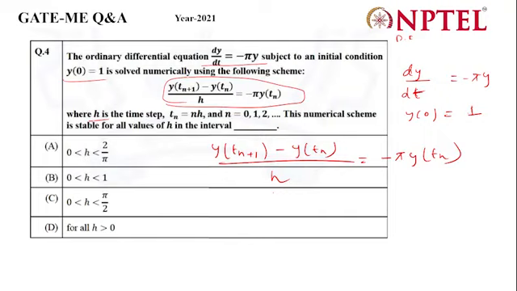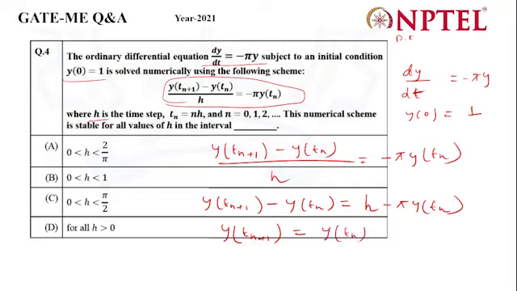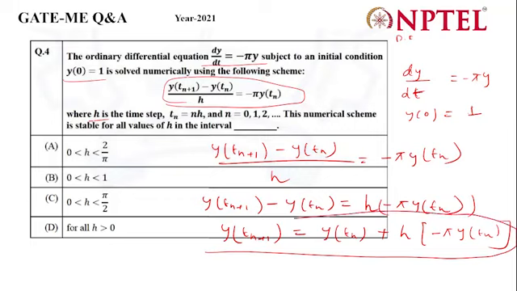Okay, so we can write this equation as y(t_{n+1}) − y(t_n) = h(−πy(t_n)). You can write y(t_{n+1}) = y(t_n) + h(−πy(t_n)). So this equation is nothing but the Euler equation for solving differential equations. With this in numerical methods, we will learn how to solve a differential equation by the Euler method.